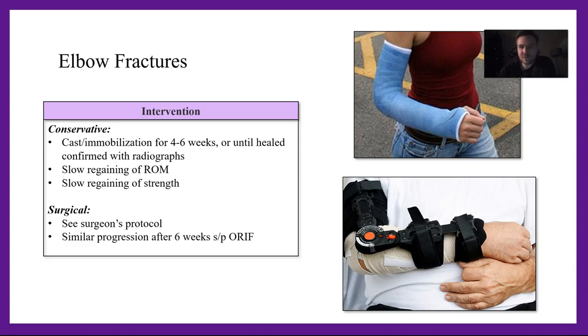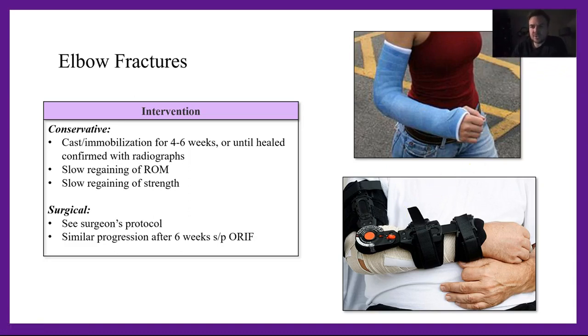So what does intervention look like? Well, if you have a fracture, we need to let the bone heal. So before we see them, there's probably a cast or immobilization for 4 to 6 weeks, or until it's healed, confirmed with radiographs, and then it's a slow regaining of range, slow regaining of strength. If they have a surgery, it's usually an ORIF, which is the plate and screws, and other sort of fixation techniques. And we usually see them after about 6 weeks because they're immobilized and quiet for 4 to 6 weeks there.